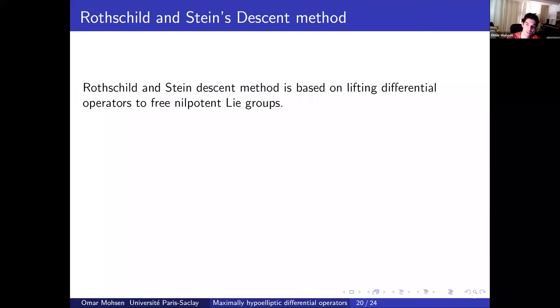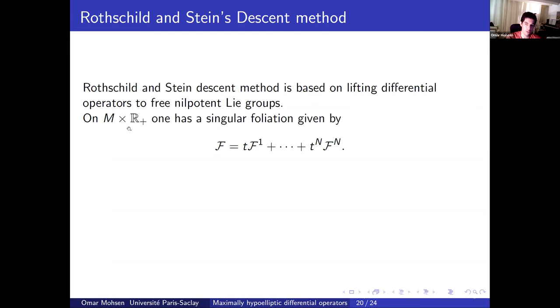So our observation is the following. On the manifold M cross R plus, you have this singular foliation. If you remember, we had these modules. F1 was the module generated by the vector fields. F2 was the module generated by the vector fields and the Lie brackets, etc. And Fn was everything because of Hörmander's condition. A singular foliation on a manifold is a module of vector fields which is finitely generated and closed under Lie brackets. This is obviously finitely generated. It's also closed under Lie brackets, because each time I take the Lie bracket of two things, the powers of t add up, and so they land in the correct module. So this is a singular foliation.